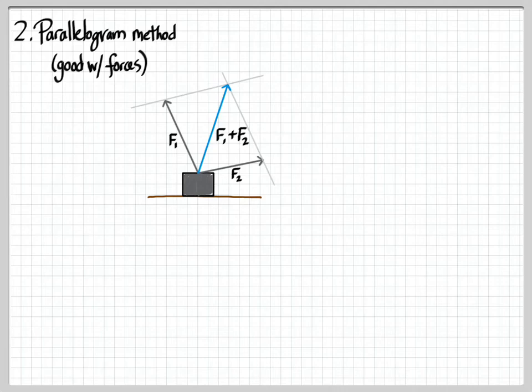And notice that this is the same as tip to tail adding, because here's F1 and then F2 goes like this. Or here's F2 and then F1 goes like this. It's just a different way of visualizing the addition that's particularly good when you're working with forces, when you have all of these arrows pulling from the same place on the block.